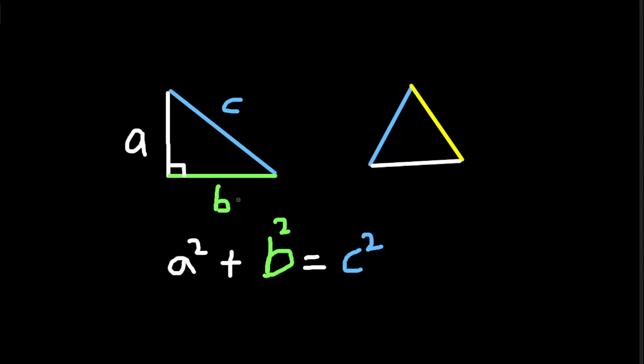So the Pythagorean Theorem has to do with triangles, but a condition that must be met before the Pythagorean Theorem can be applied is that the triangle must be a right triangle, as you can see right here, which means one of the three angles in the triangle must be 90 degrees.